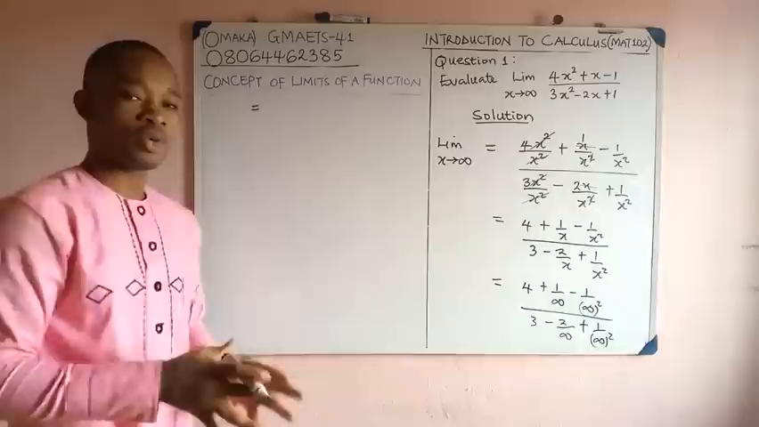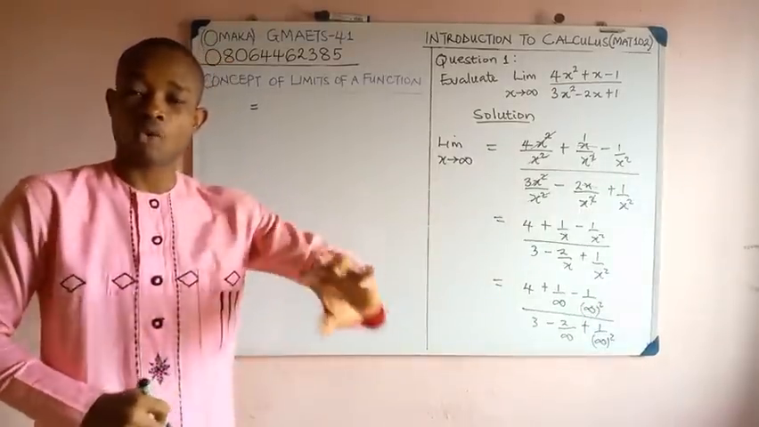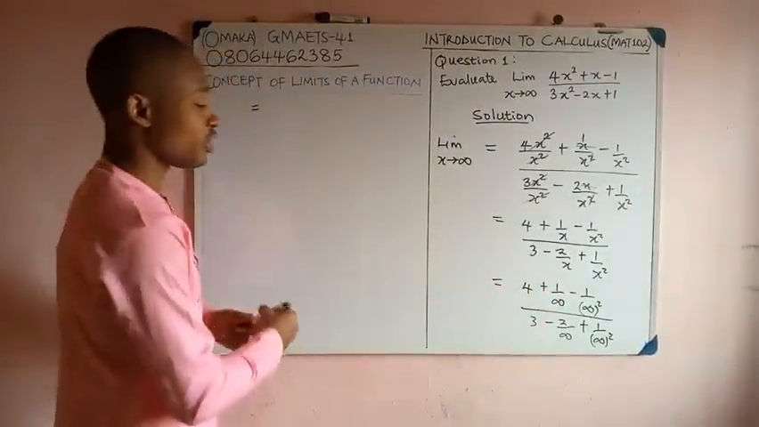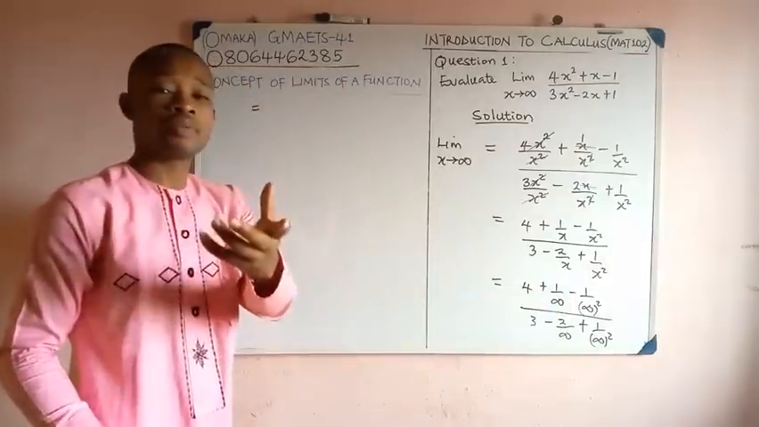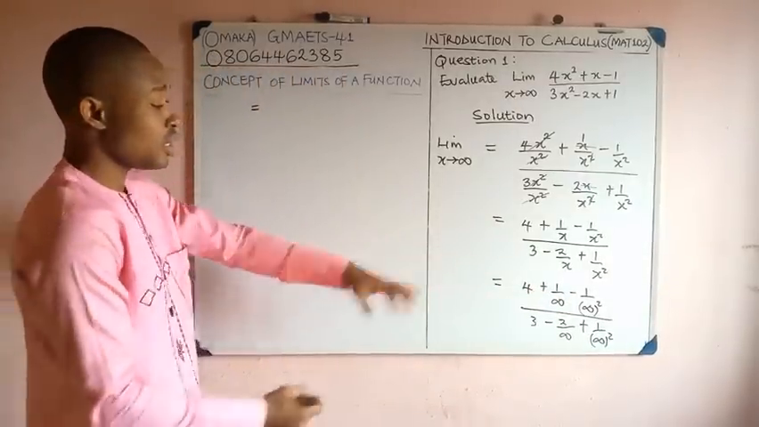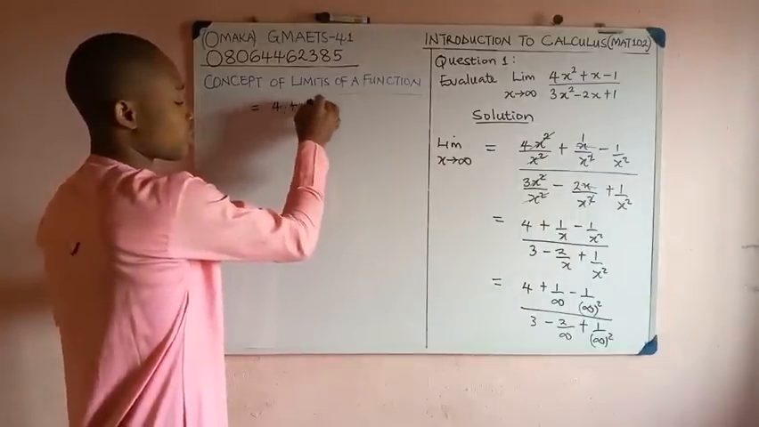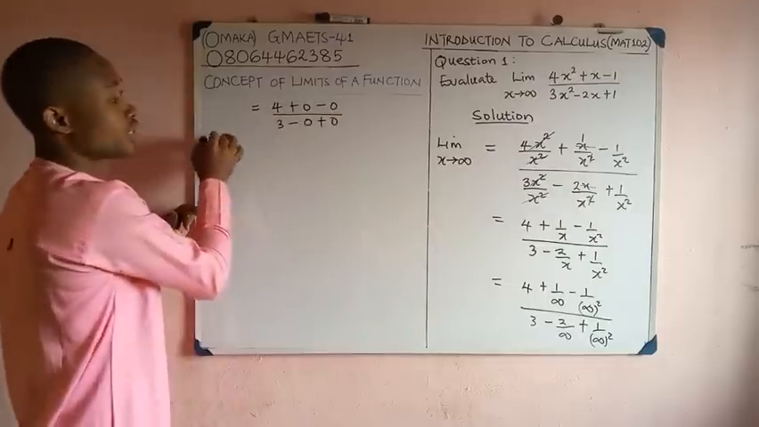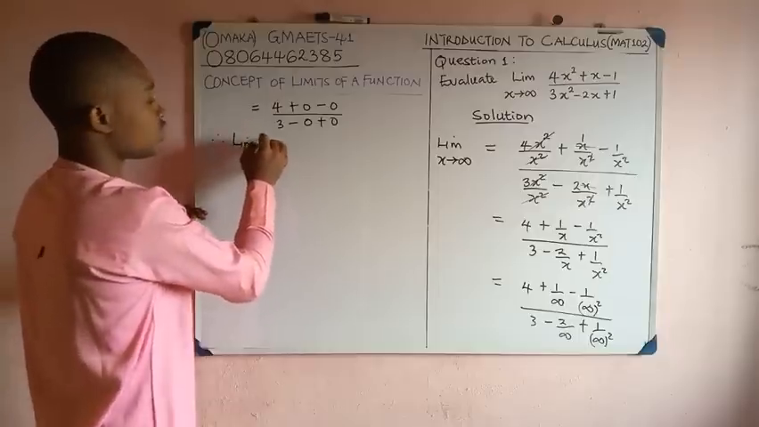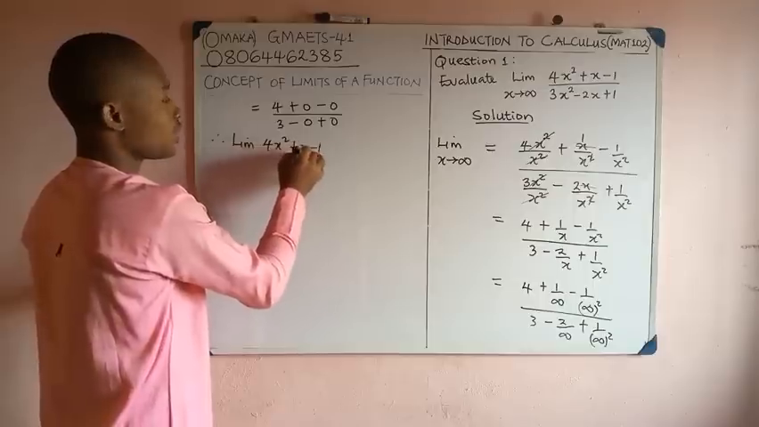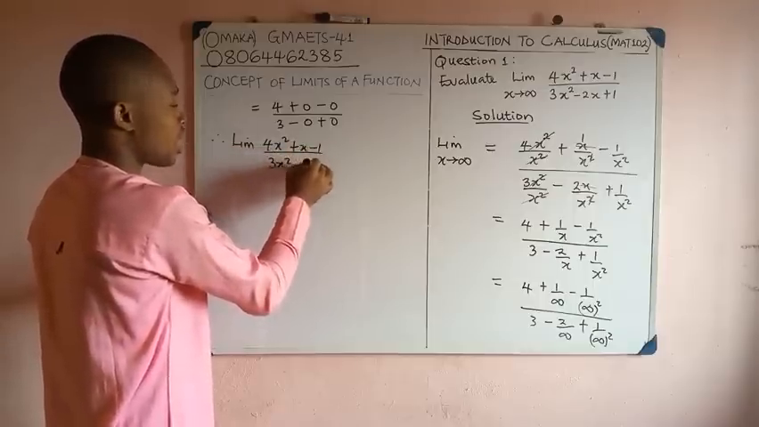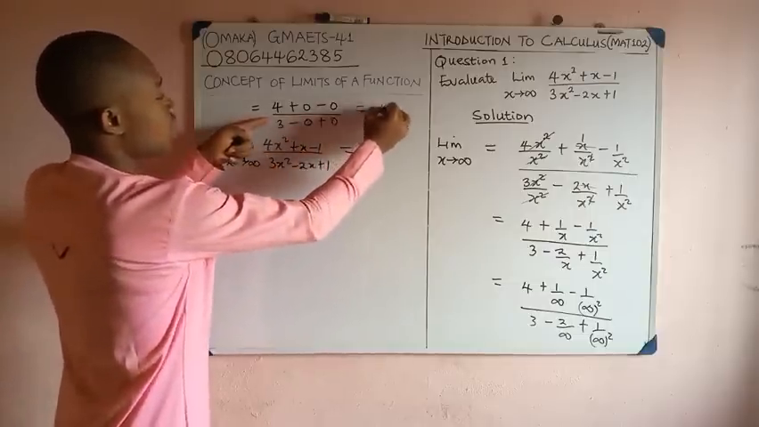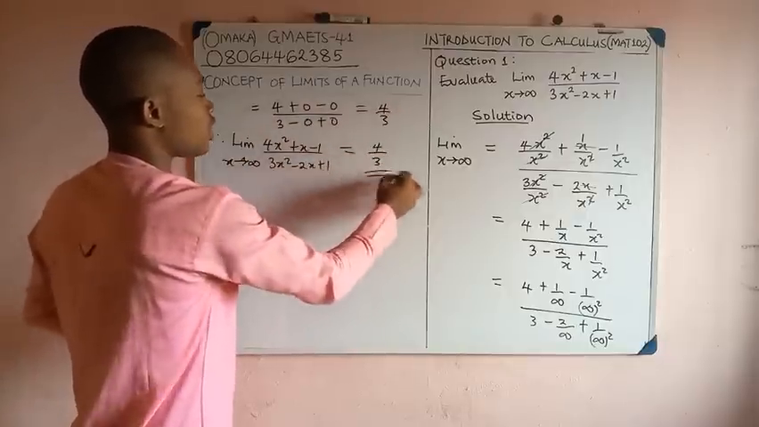Now, in the previous video we've already established the properties of what? 0 and infinity. So we're going to apply that here. Any constant number, positive or negative, divided by infinity will give you 0. And so that's going to be 4 plus 0 minus 0 all over 3 minus 0 plus 0. So you notice, therefore, that the limit of the function (4x squared plus x minus 1) all over (3x squared minus 2x plus 1) as x approaches infinity, the result is 4 over 3.